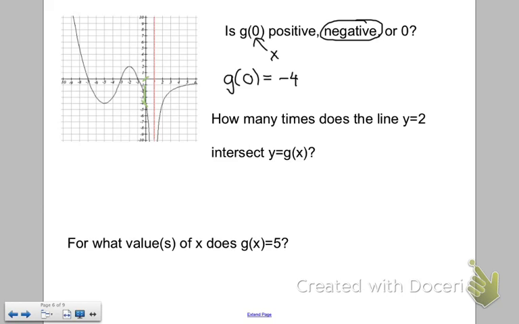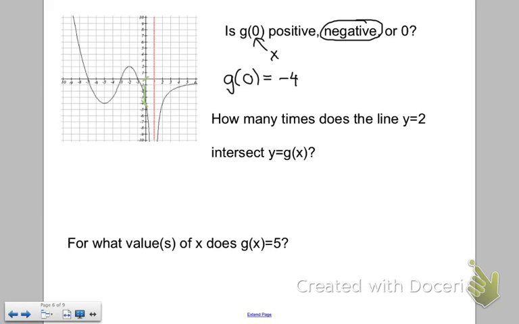Okay? Now, another way of thinking about this is, if you go to g of 0 and you see that it is below the x-axis, without even figuring out that value, you know that it's negative. So below the x-axis will always give you negative. If we went to it and found that it was above the x-axis, it would be positive. So you can go ahead and evaluate and figure out what g of 0 equals, or you can ask yourself, is this below the x-axis or is it above the x-axis, to figure out if it's positive or negative.